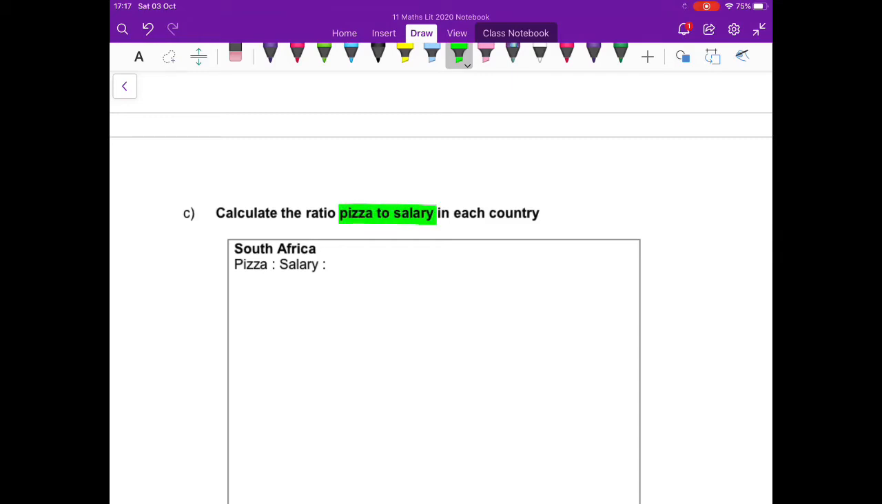So we're going to take each country and its food, and we're going to calculate the ratio of pizza to salary. Now remember, when you're given a ratio, it's important that you check out the order. So it's pizza to salary. So in South Africa, the pizza price is 119 Rand 90. So we are going to have 119 Rand 90 to the average teacher's salary, 14,800 Rand.